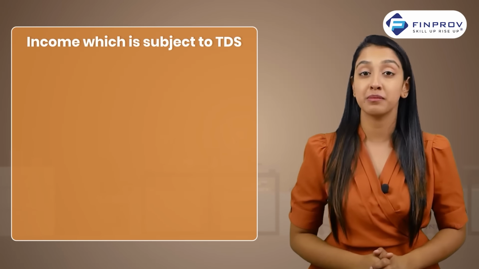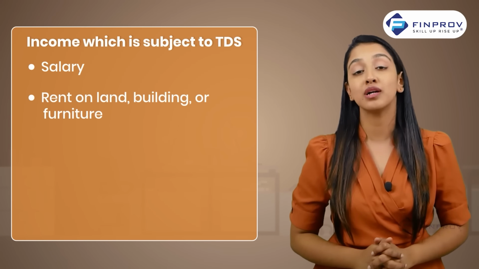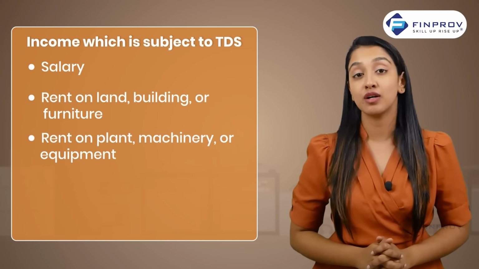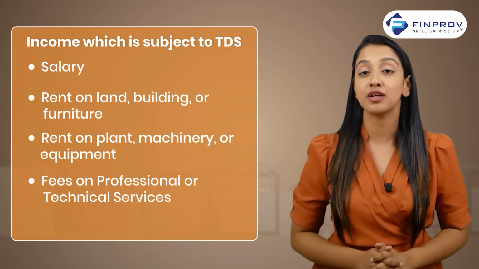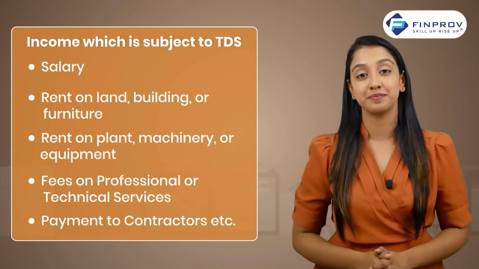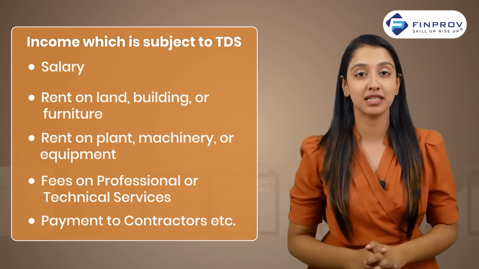These specified payments can be payments for salary, payments for rent on building, land, furniture, payments for rent on plant, machinery or equipment, fees on professional or technical services, payment to contractors, etc. So now we know on these specified payments TDS is deducted. Who deducts the tax or who deducts the TDS? Any person making the payment to a third party is responsible for deducting the tax.